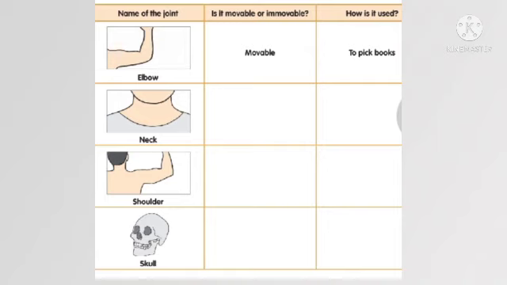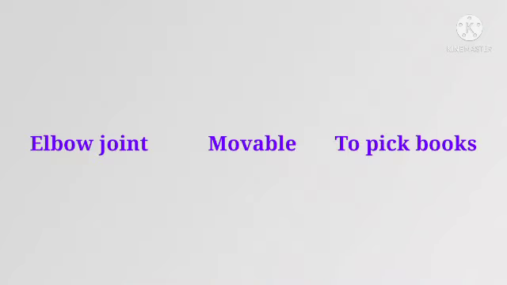Okay, next what do we have to discuss, children? Yes, we have to discuss whether it is movable or immovable. Then the third column: how is it used? The first picture is the elbow joint. Next column, is it movable or immovable? The first one is movable. It is already given there. Then how is it used? Yes, we use our elbow joint to pick books. It is given there.